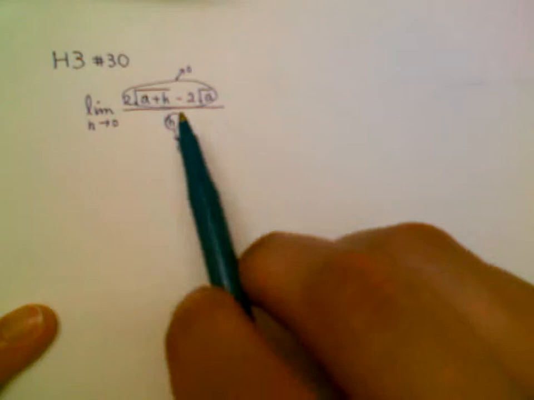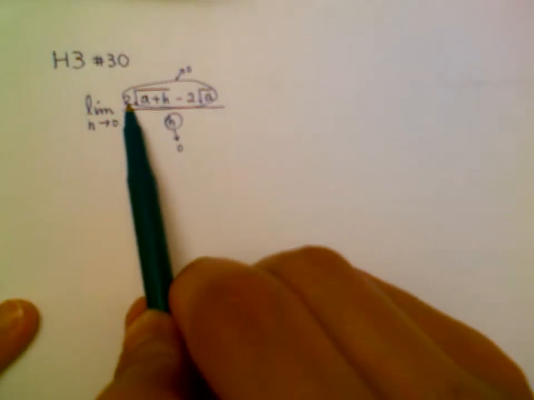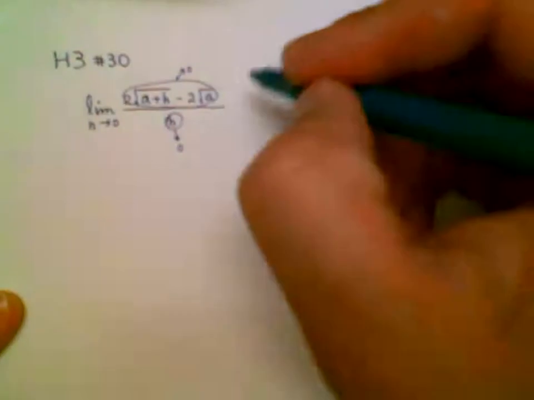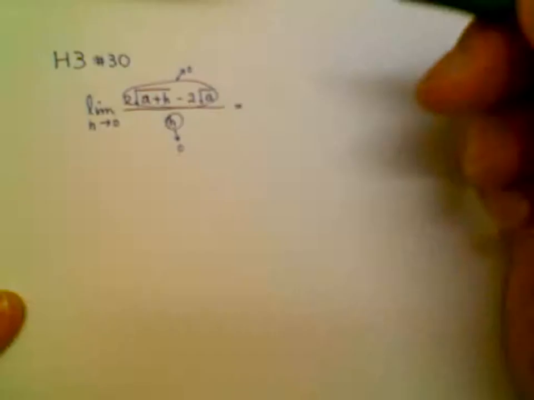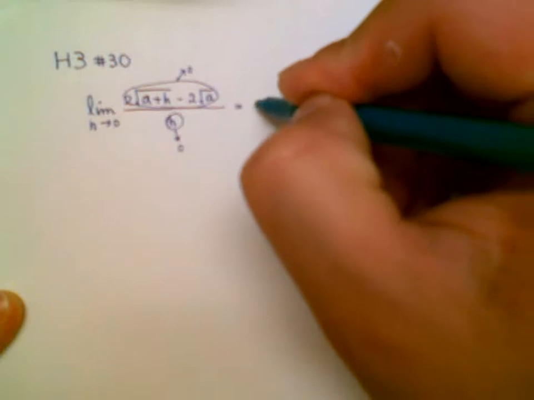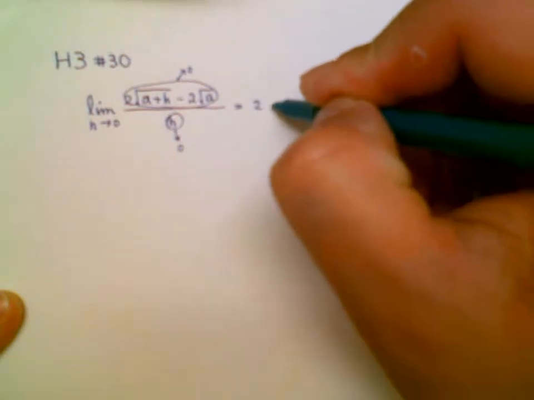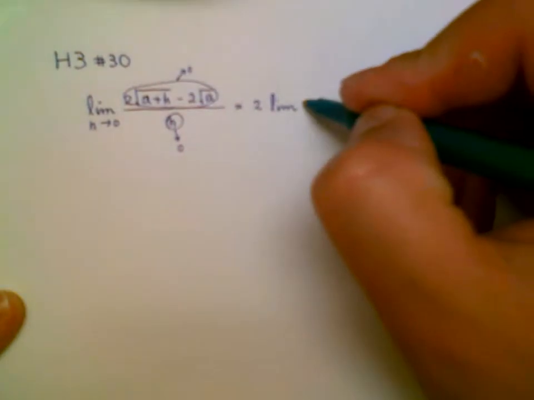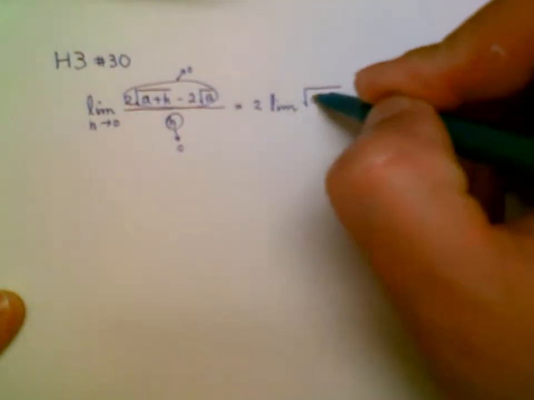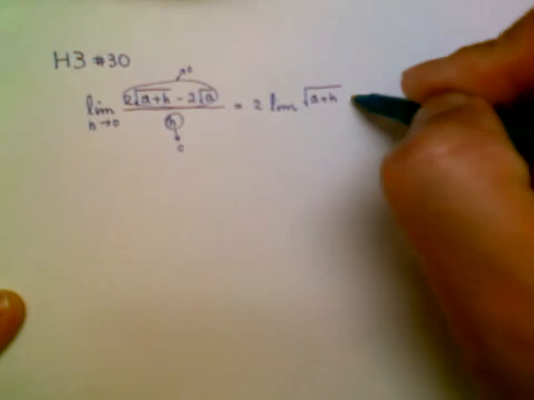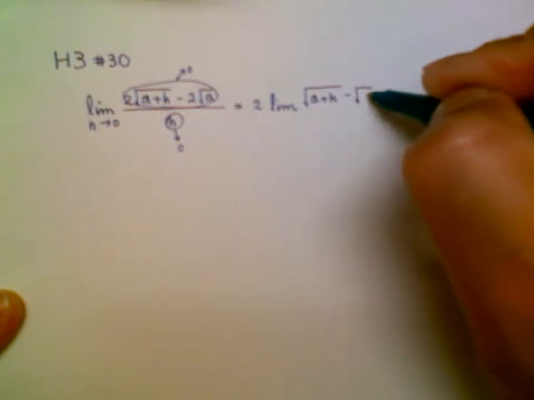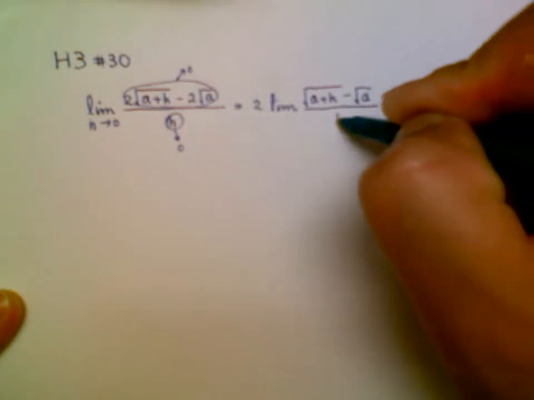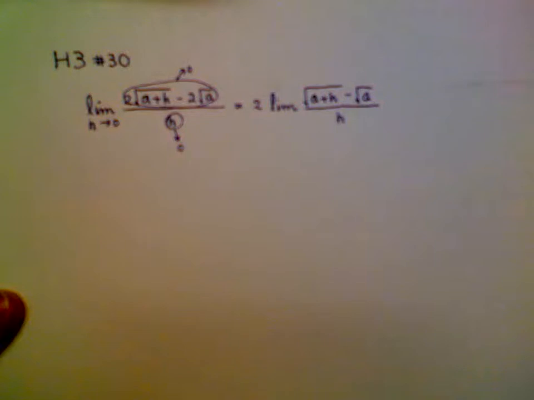First thing I should do is, there's a 2 here and a 2 here on top, so I'll factor that out. I'll just put it right outside. So 2, and then you have a limit of the square root of a plus h minus square root of a all over h. Right? So that's the first step.